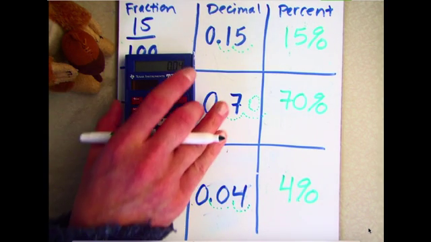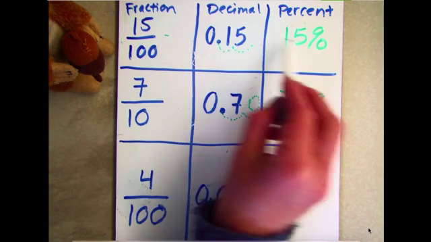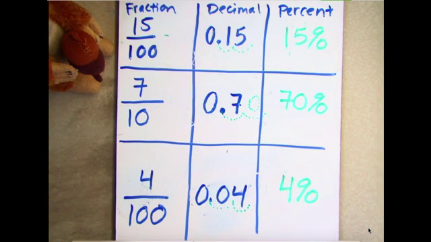So that's just a little review on how to do fractions to decimals to percents. It's easy to work this way, but now you know that there's a trick to working the other way as well too.